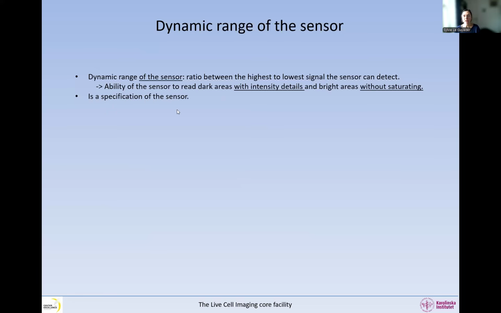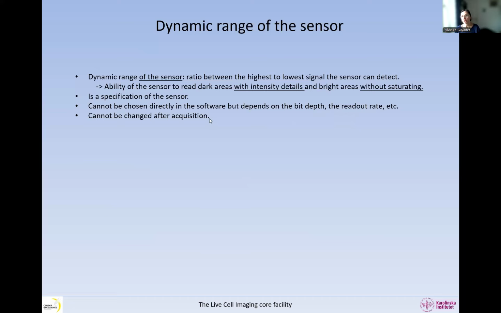You cannot choose the dynamic range directly in the software, but it depends on the bit depth and the readout rate. So somehow we can reduce it. We will see what it is. But it cannot be changed after acquisition. You can see the bit depth as something like a well. And if you have a very deep well, you can put a lot of water in your well.